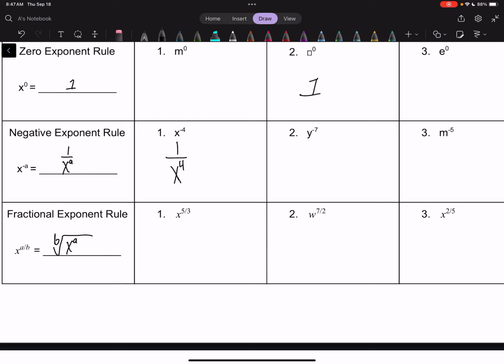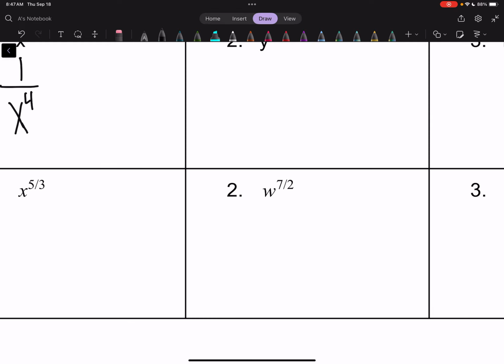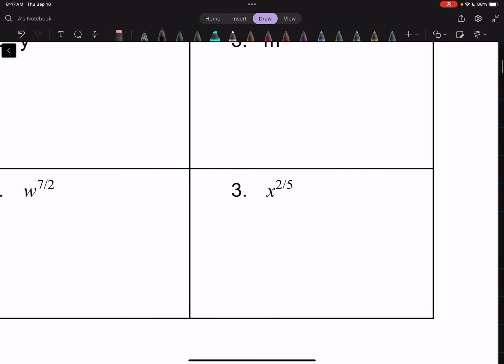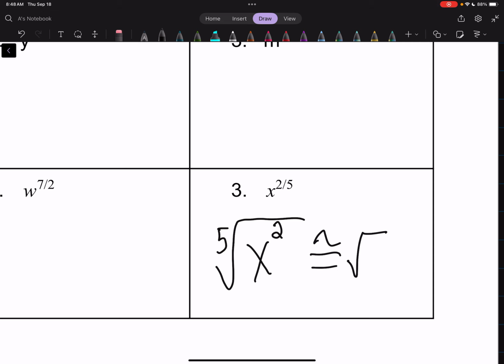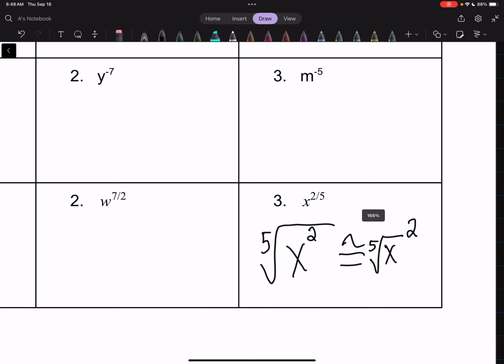Fractional exponent rule. My denominator, let's do number 3. My denominator, in this case the 5, is the power of my root, so I'm going to do the 5th root of x, and the numerator is still a square. Now this is congruent to, meaning you can write it either way, the 5th root of x, and then this entire thing to the square.